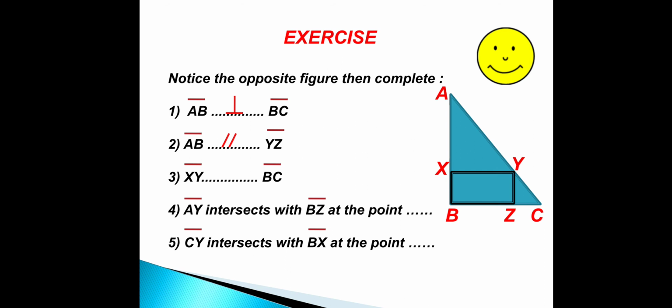XY and BC. XY and BC don't meet at any point. XY is parallel to BC.